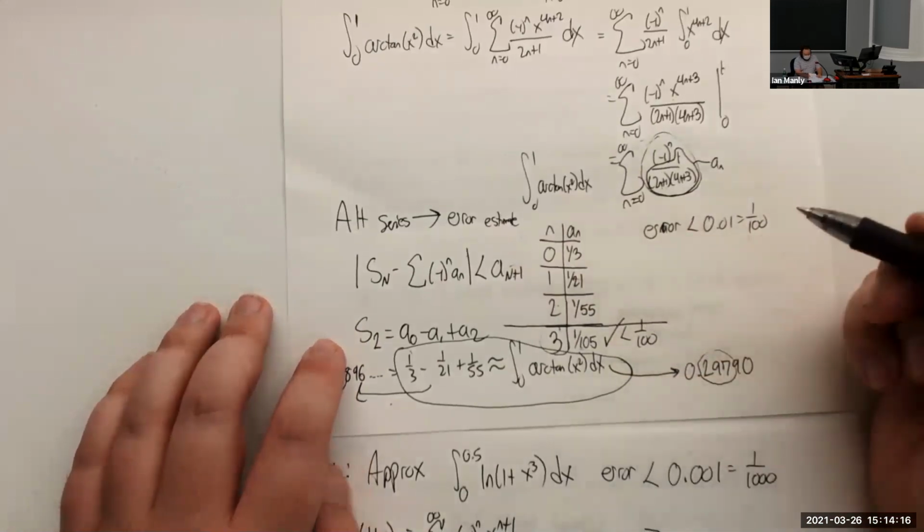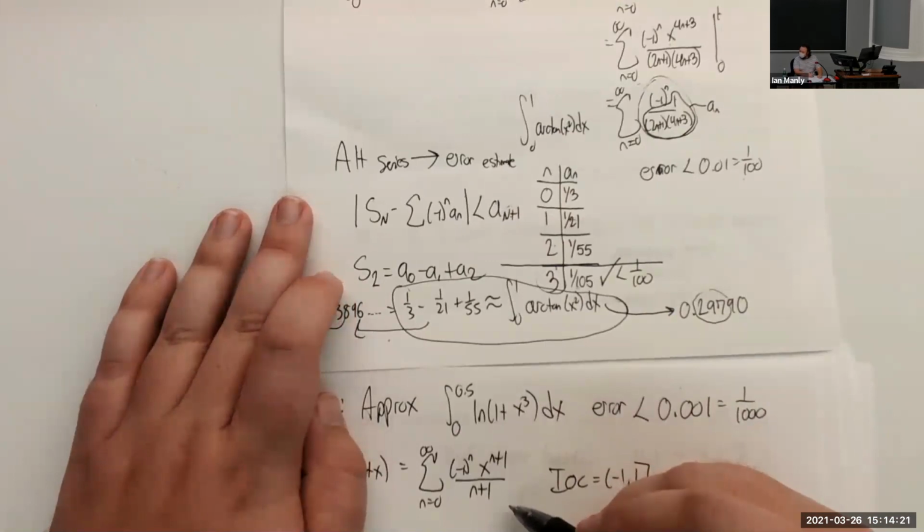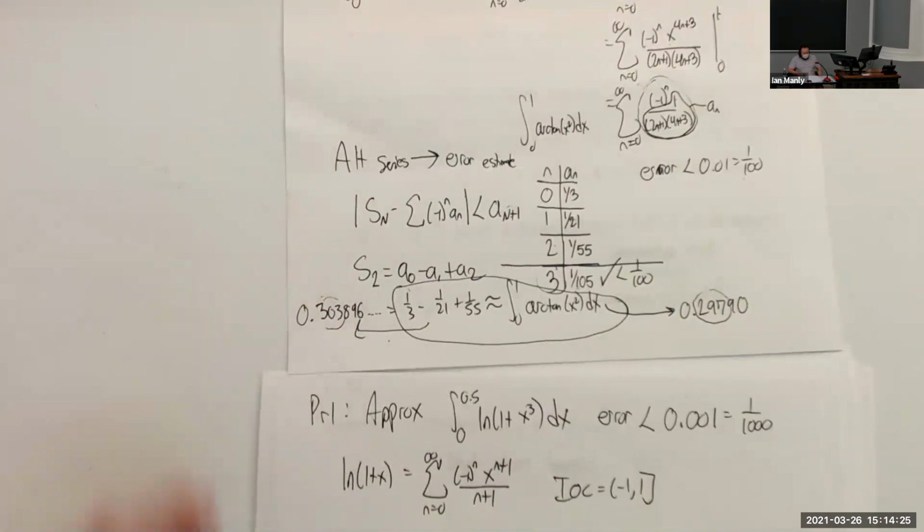What was on the bottom of the fraction? Oh, sorry, it's an n plus 1 right here. How do you get these representations? Oh, that's what we went over last class.